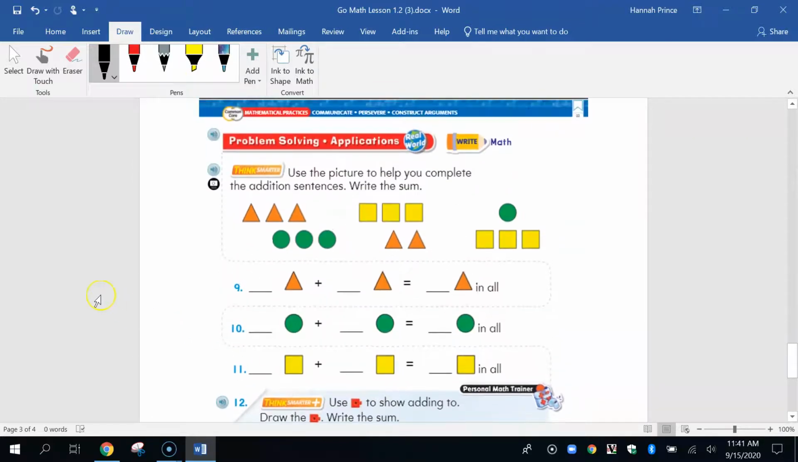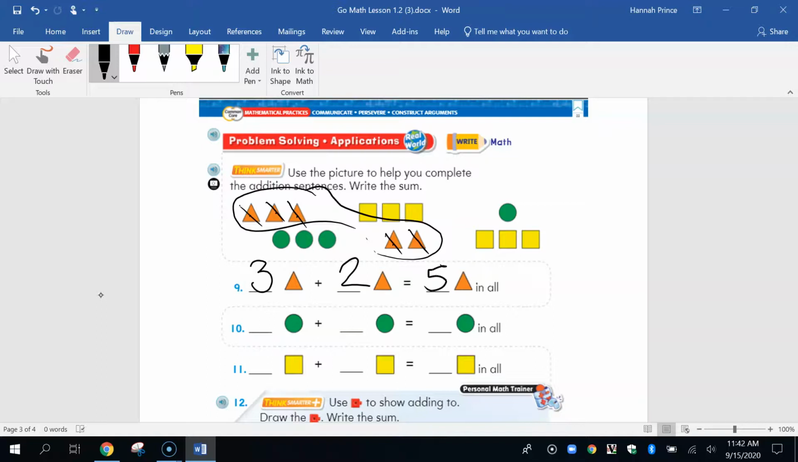Last page. Use the picture to help you complete the addition sentences. Write the sum. Okay. How many triangles do we have? One, 2, 3. Plus some more triangles. 1, 2. How many do we have all together? 1, 2, 3, 4, 5. 5 in all.